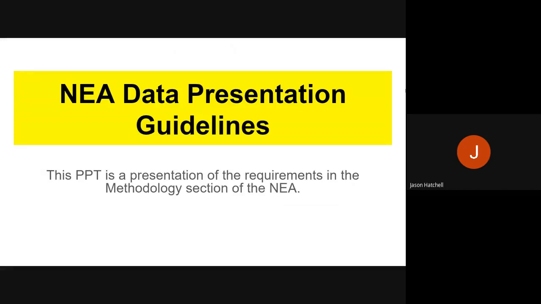Hello there, welcome to the third section of your NEA write-up, and this section is all about how you present the data you have collected during your investigation. So you've been out to collect all of your data, you've now got all of that data, and now you need to find a way to represent that data in your write-up.